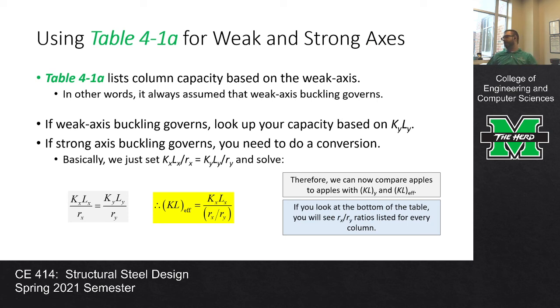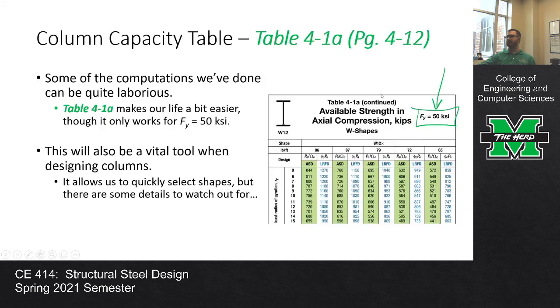What we do in this table, though, you have to be careful, because the table lists the capacity. If you look at the very left of it, I cut it off here. If you want, you can turn to page 4-12 and follow along with me. We only have a couple minutes in class, and I'm not super concerned about it, because we'll do this all on Monday. But the table already says that the weak axis governs. The problem is we just did an example today where the x-axis governed. So can you use this table for the strong axis? The answer is yes.